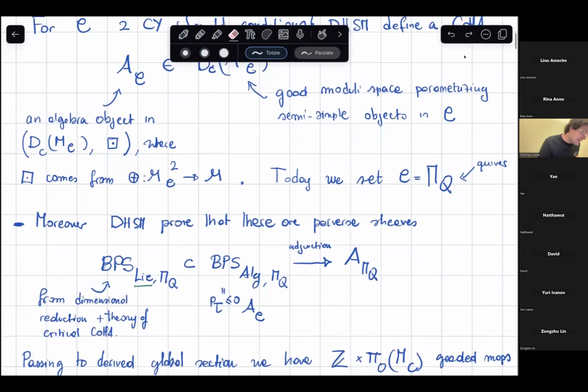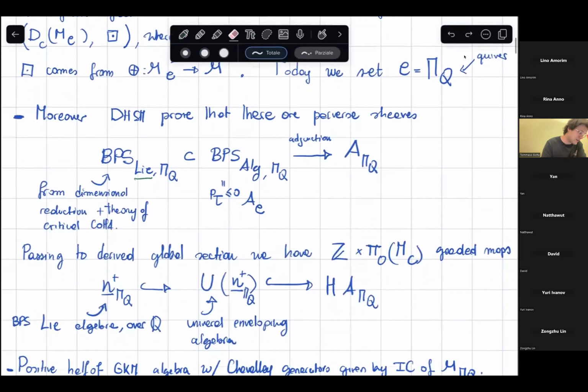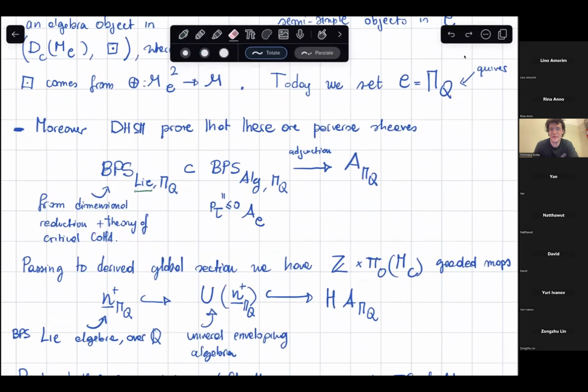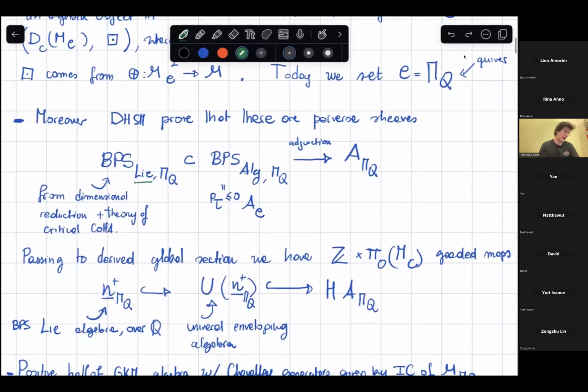The idea is that once we are given these sheaves, we can try to take derived global sections and see what happens. Passing to derived global sections, we get these morphisms, which are graded with respect to Z times the connected components of my good moduli space. As soon as we pass to derived global sections, we really see how Lie algebras and universal enveloping algebras emerge.